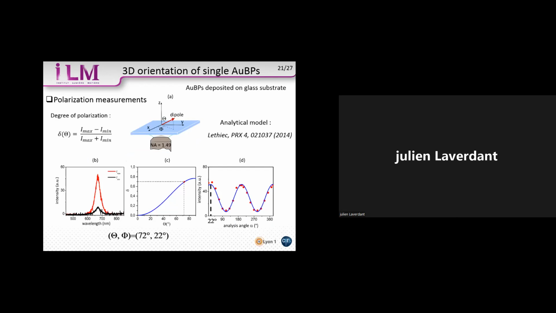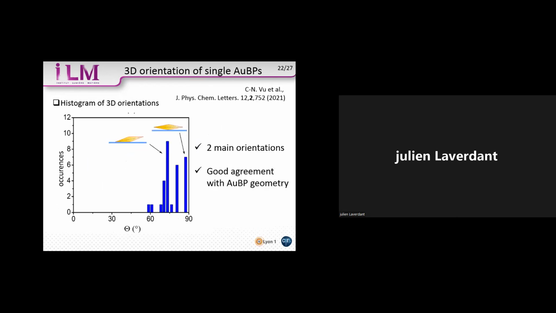So we'll skip a bit the thing. What is interesting is that with this technique, we can measure the polarization of the light. And with this, with a bit of mathematics and analysis of the data, you can have the orientation of the bipyramid deposited on the glass. So what the problem is the following.